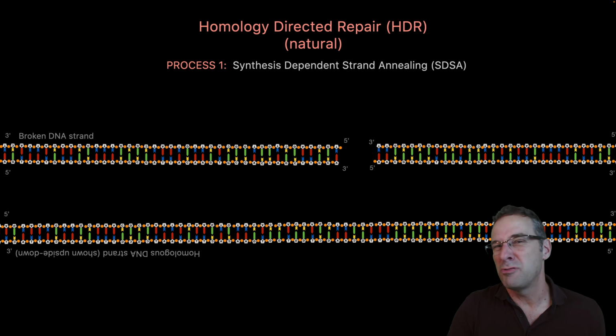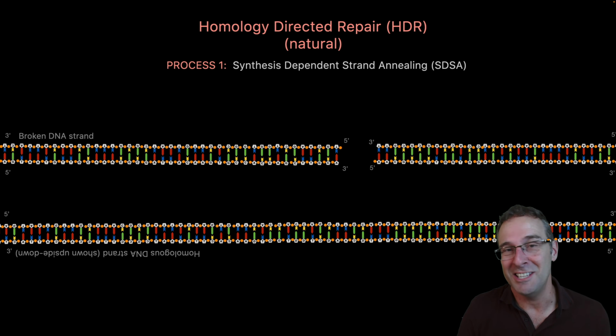There are 2 processes that can happen in a cell, both under the banner of homology-directed repair. The first of them is called synthesis-dependent strand annealing. It's the simpler of the 2. They're both kind of variations on the same thing. We'll look at both of them, but let's have a look at this one first.